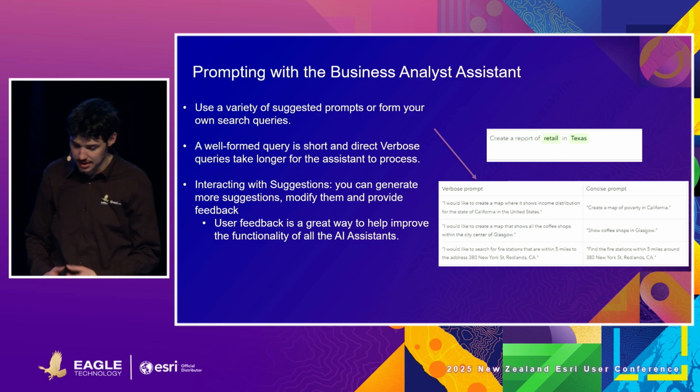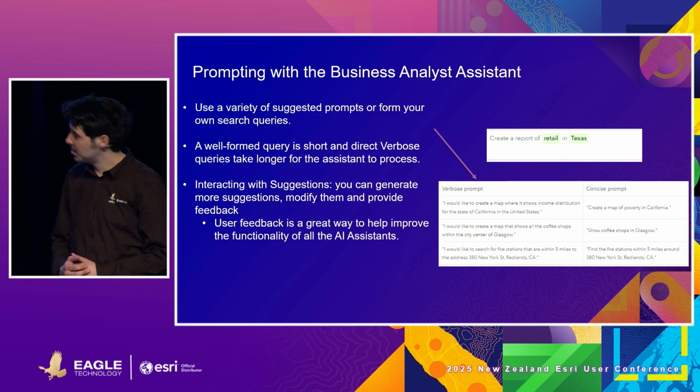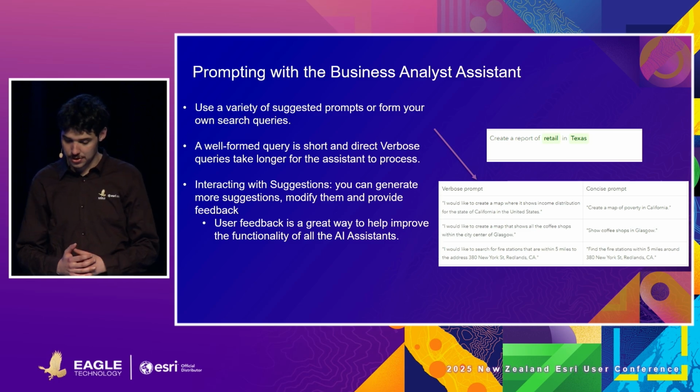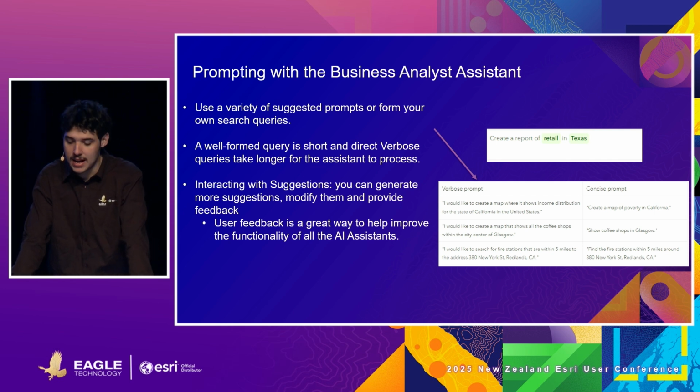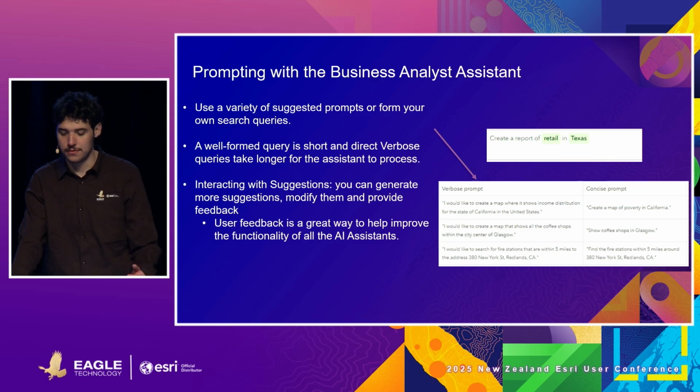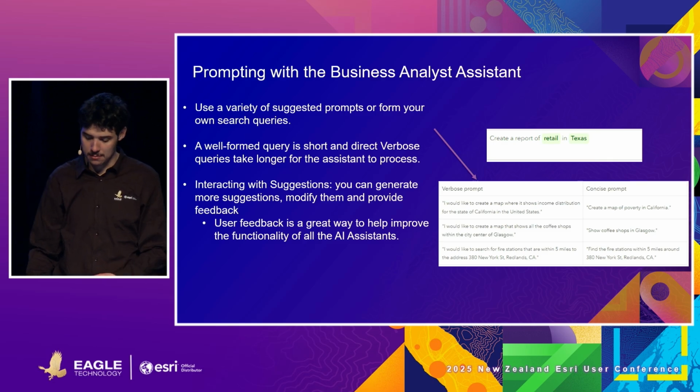So to use the assistant, you'll either use a suggested prompt or make your own search query. Whether you actually use the suggested prompts or not, they are a good resource for forming your own search queries. Queries should be short and direct. Longer ones increase processing time and come with a higher risk of the assistant misunderstanding. It is also a good idea to use the feedback functionality to enhance the performance and accuracy of the assistant over time, as of course it is an AI model.